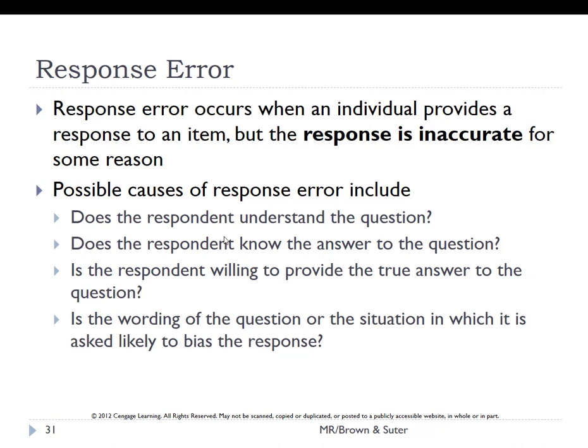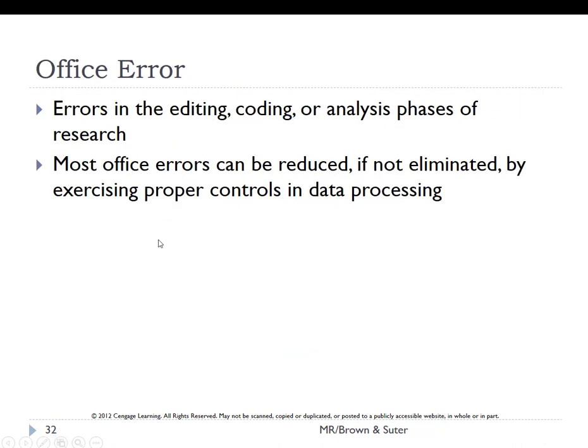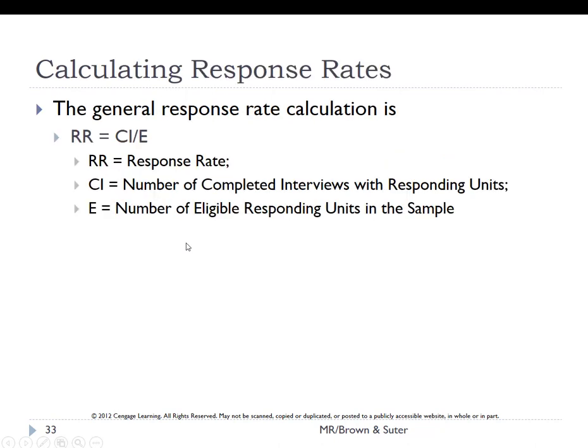So we do have some response error in there that, again, by pre-testing and really thinking about our questions, the sensitivity of our questions, the wording of our questions, and how we're asking for the responses, to make sure that we have an inclusive set of responses, we can minimize the amount of response error that we will have. Then the last one in this kind of grouping is office errors. Editing, coding, and analysis. Those can be reduced, but we do need to make sure that we're very detail oriented and try to minimize those office errors as much as possible.